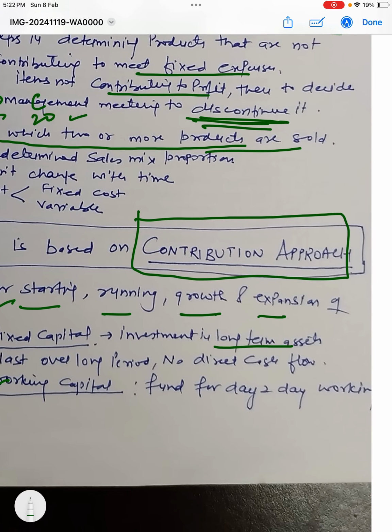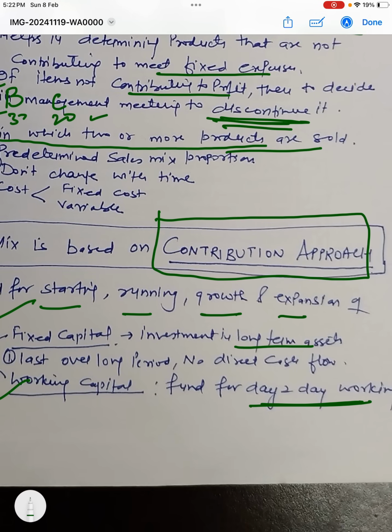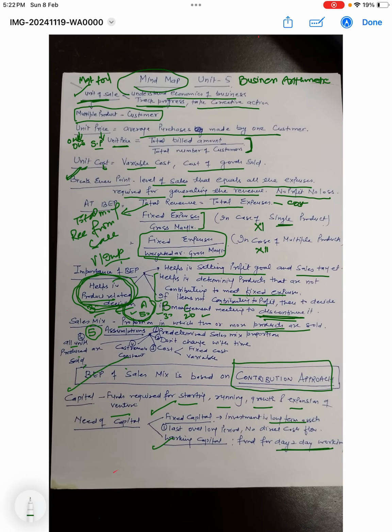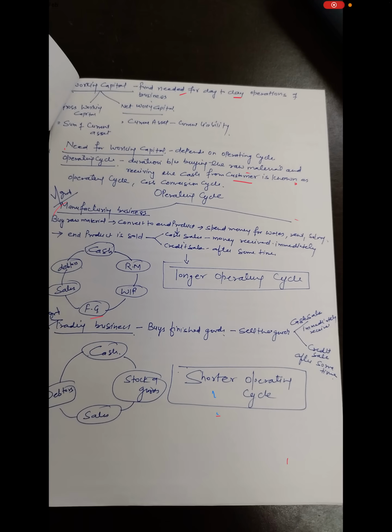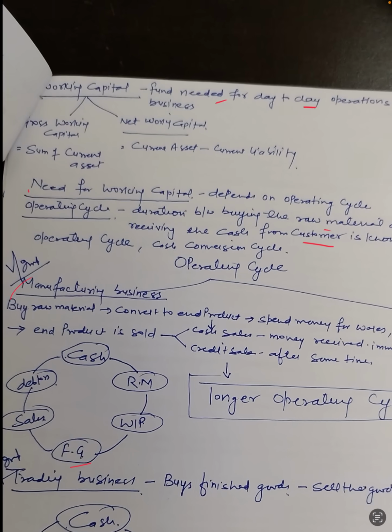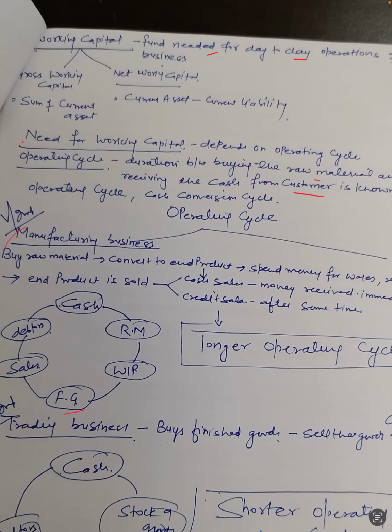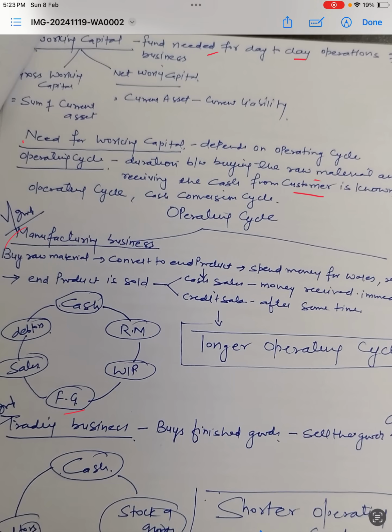And what is working capital? The capital which is required for day-to-day working of the business is called working capital. Next, let's discuss working capital in detail. Class 12, this is a very very important question for your exam. Working capital is of two types: gross working capital and net working capital.